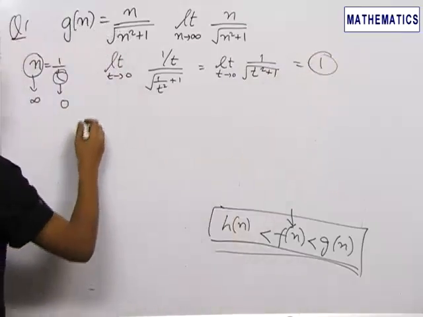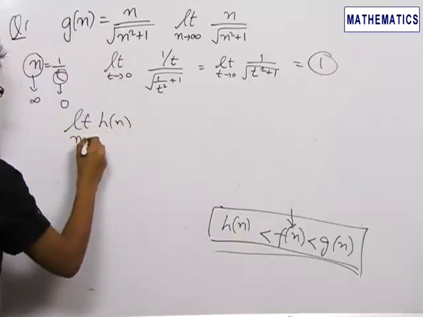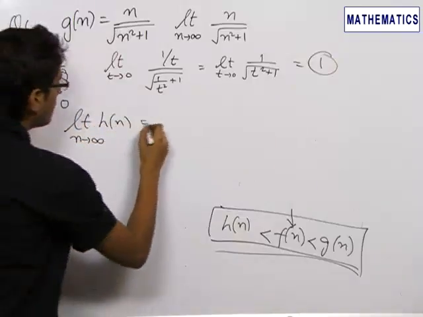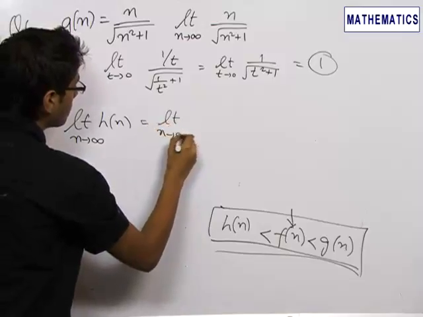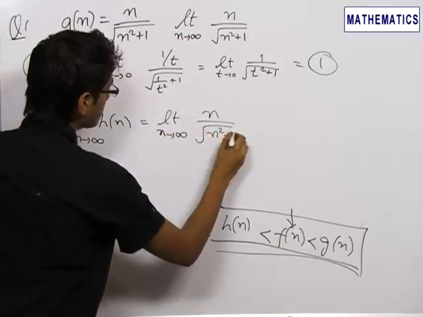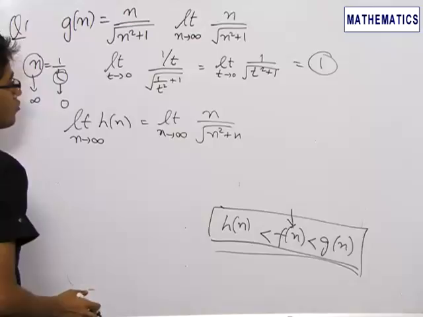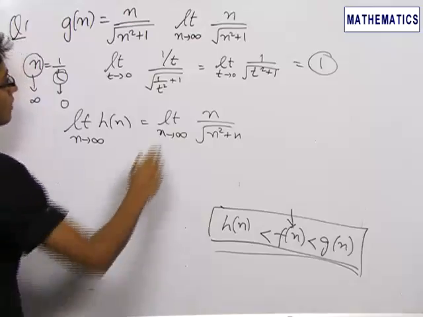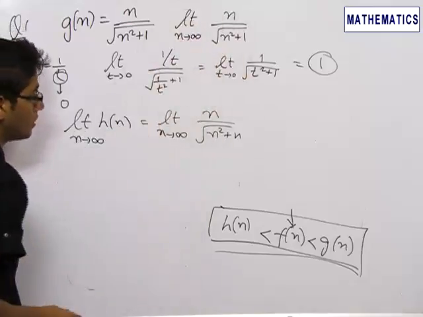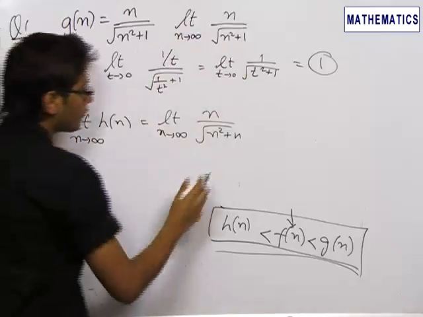Now we try to find the limit of h of n as n tends to infinity. It will be equal to the limit as n tends to infinity of n upon under root n square plus n. We try to find this limit in a different way so as to get both the approaches to find the limit of any function as n tends to infinity. We can also use this approach n equals 1 upon t, but we'll see a different approach.